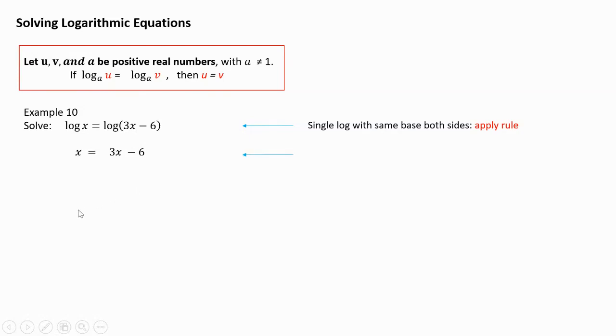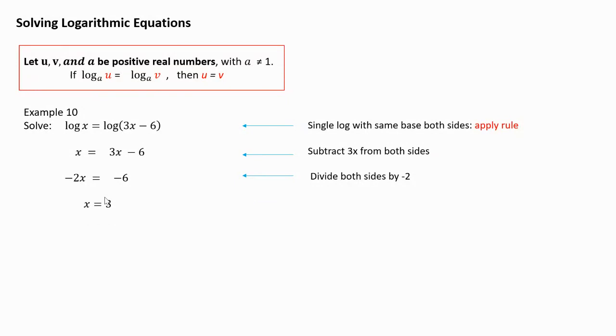Now what we do here is solve for x. We can subtract 3x from both sides. So x minus 3x will give us negative 2x, and we just bring down the negative 6. Now we divide by negative 2. If we divide both sides by negative 2, we're going to get x equals 3.